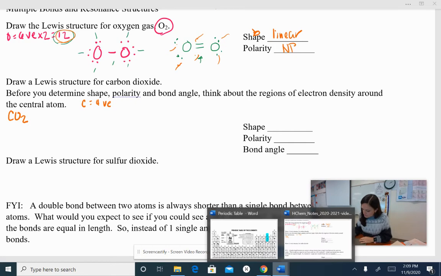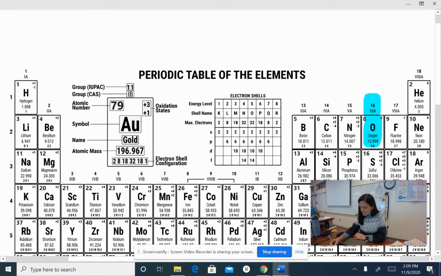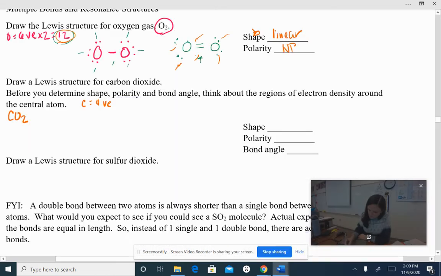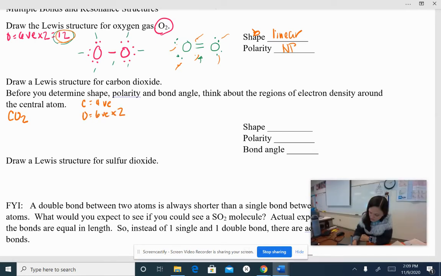Oxygen, let's just do it on the periodic table just to give you a hint. So there's carbon, so it's going to be 4. Oxygen has 6, and we've got 2 oxygens. So oxygen has 6 valence electrons, and we've got 2 of them. So 4 plus 12 gives us a grand total of 16.